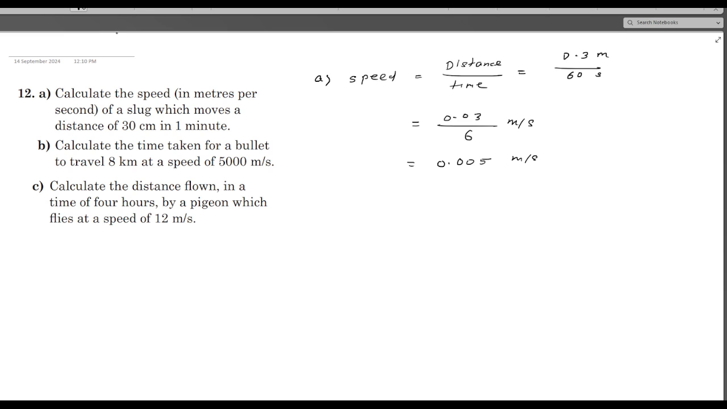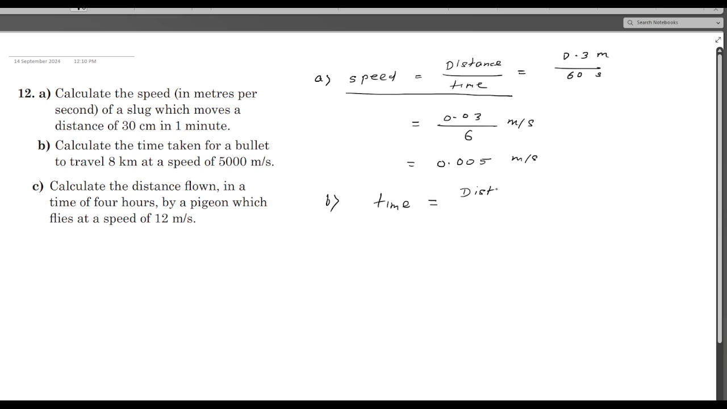B part, calculate the time taken for a bullet to travel 8 km at a speed of 5000 meter per second. Calculate the time. So here your expression for time will be from this expression, speed is distance upon time. I can say that time is equal to distance upon speed. So time is your distance upon speed.